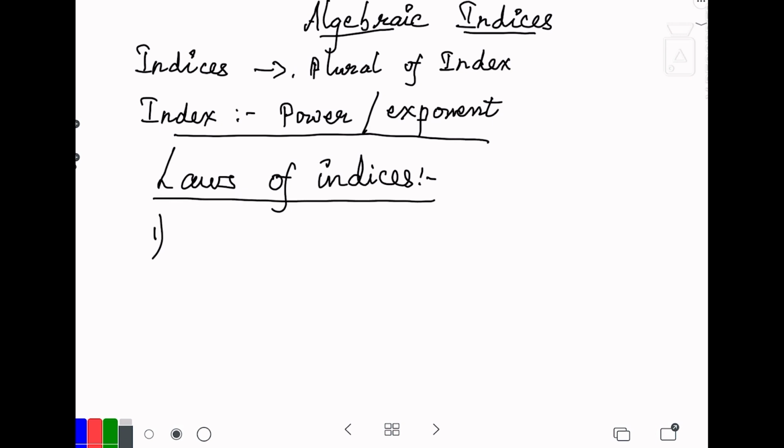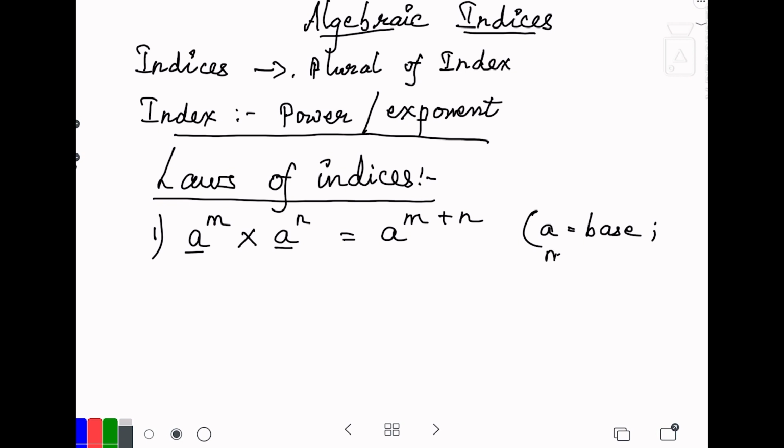The first law of indices is a power m times a power n. According to the law of indices, it says whenever the bases, can you see this a, this is called as base. A is called as base. And what is this m and n? This m and n are called as powers. So the rule says when you have two numbers with the same base with different powers, then you add the powers. This is the first law of indices.